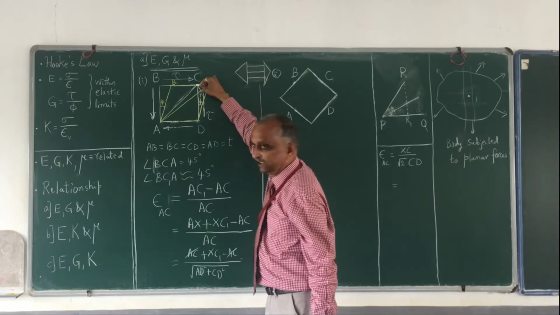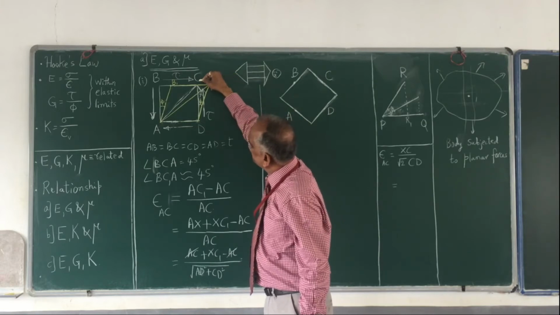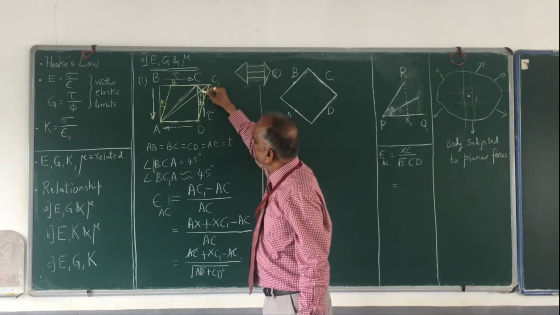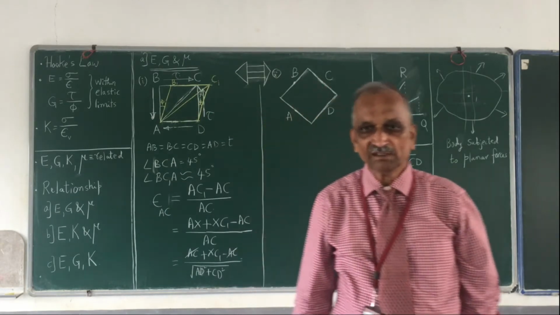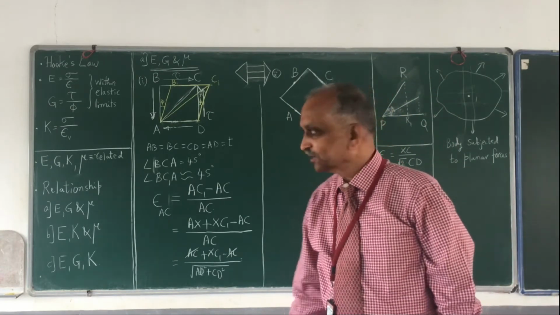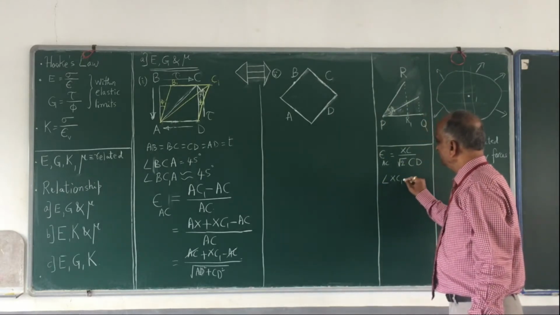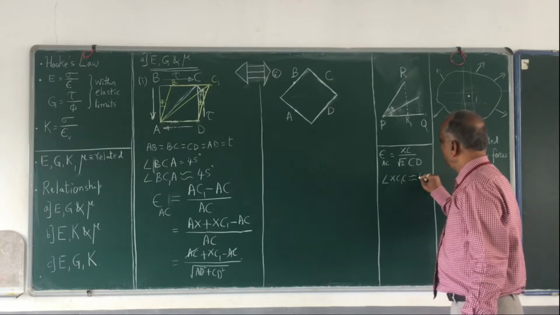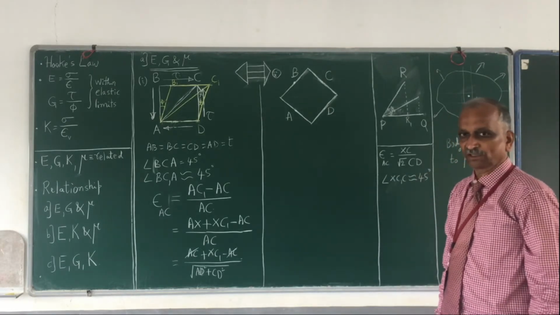So take this. This is XC1. Okay, so I have in this triangle C1, CX, XC1C. What is the angle XC1C? Do you agree that it is very, very close to 45 degrees? So angle XC1C is very, very close to 45 degrees. I can take it as 45 degrees.